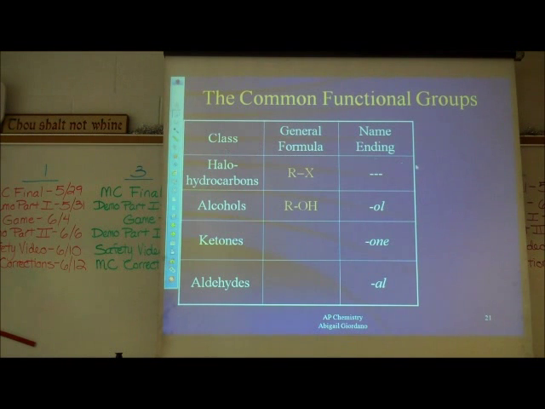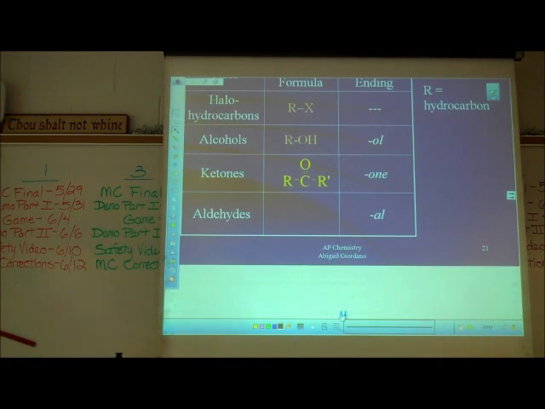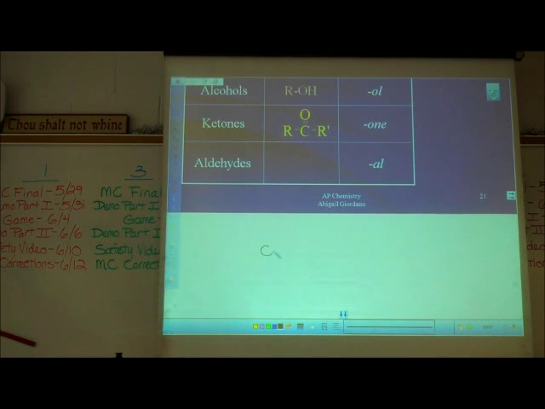Let's look at the next one. A ketone. And for each one of these, I'm going to draw you out an example. Here's an example of a ketone. It's got a C double bonded to oxygen in the middle of its chain. Not on the ends, but in the middle. Still three carbons, still prop. Single bonds, so propan. And look at the ending. One. Propanone.